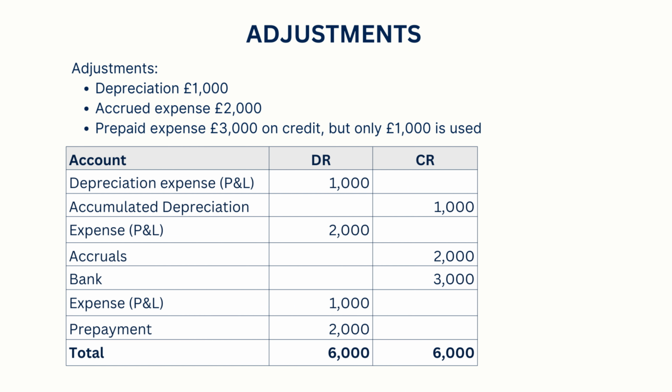Third, prepaid expenses. The company paid £3,000 in advance, but only £1,000 relates to the current accounting period. The remaining £2,000 relates to a future period and is recognised as a prepayment, which is an asset. The adjusting journal entry is credit cash £3,000, debit expense £1,000, and debit prepayment £2,000. This adjustment ensures that only the expense relating to the current period is recorded in the income statement.